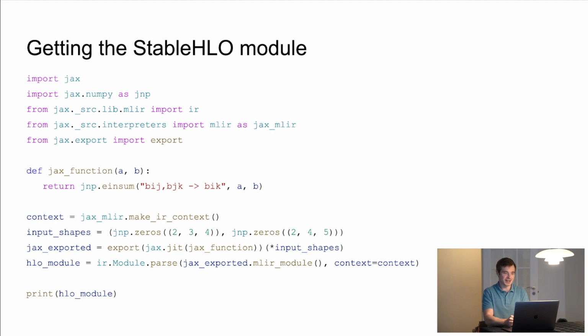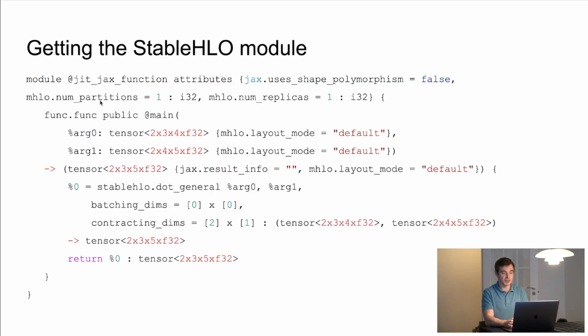So in this case, I just have a very simple JAX function that computes a batched matrix multiplication. And then you specify what input shapes you expect for this function. You can export it to StableHLO and create the module. And once you have done that, you get out the StableHLO code. So in this case, 2 arguments, has these shapes, this data type, it does this .general operation, and then returns the result.